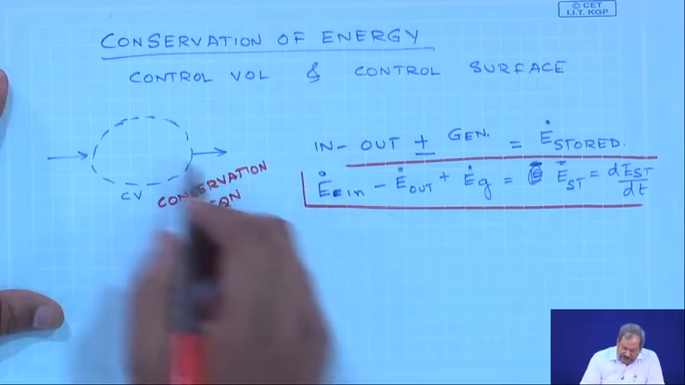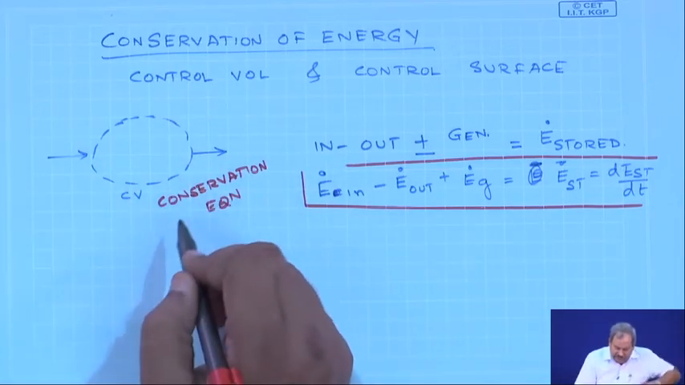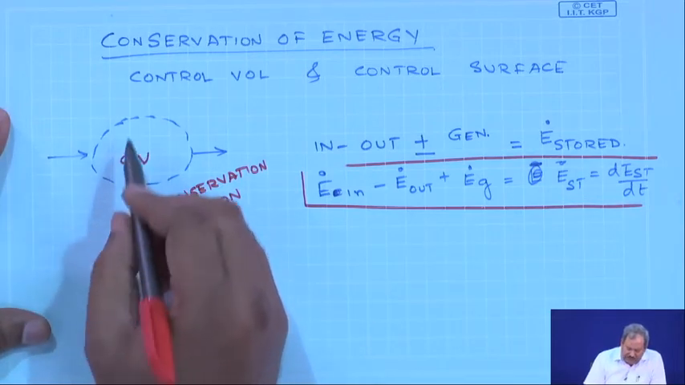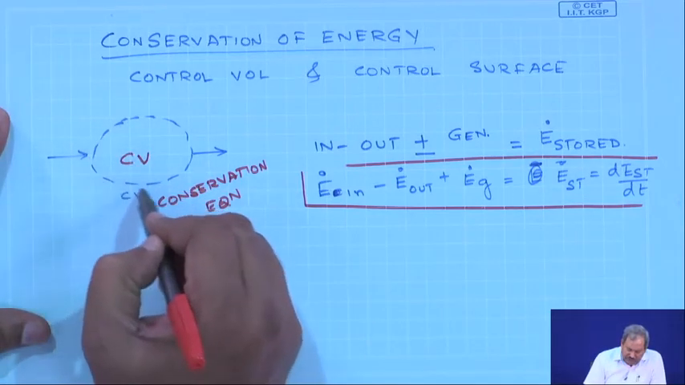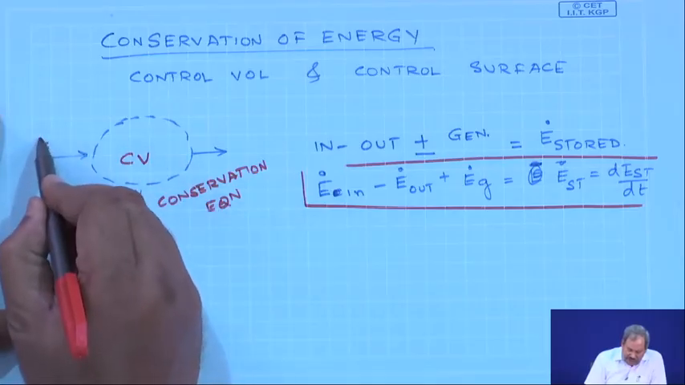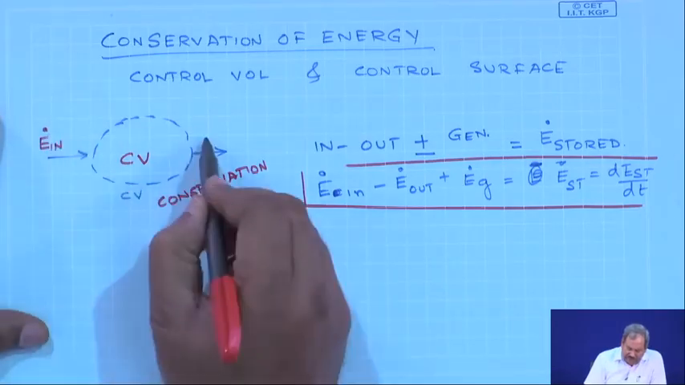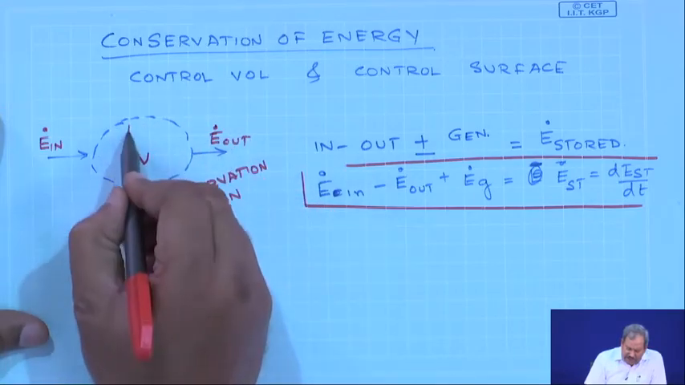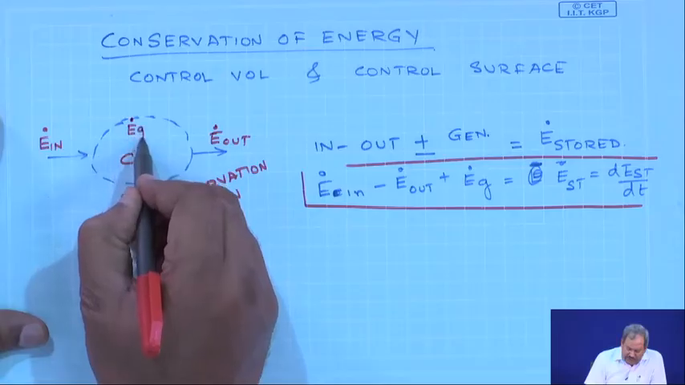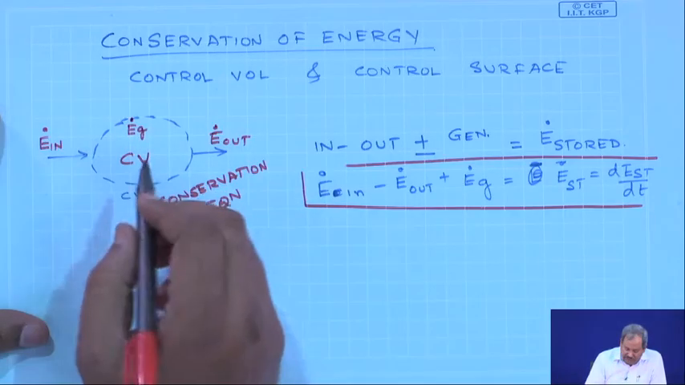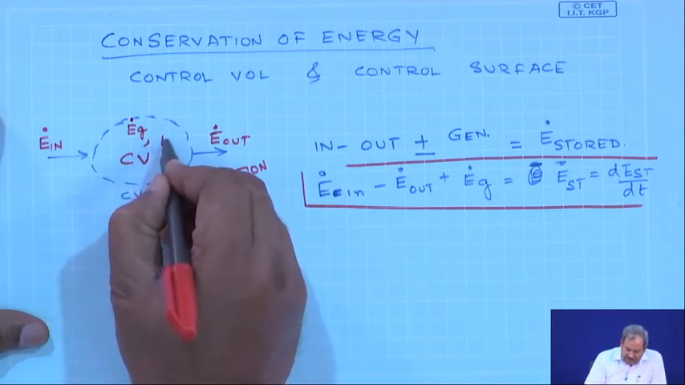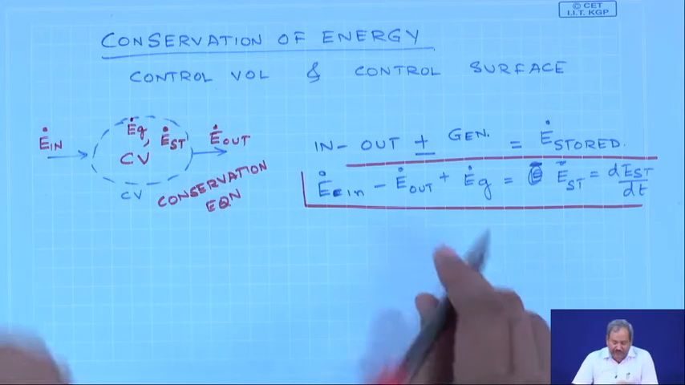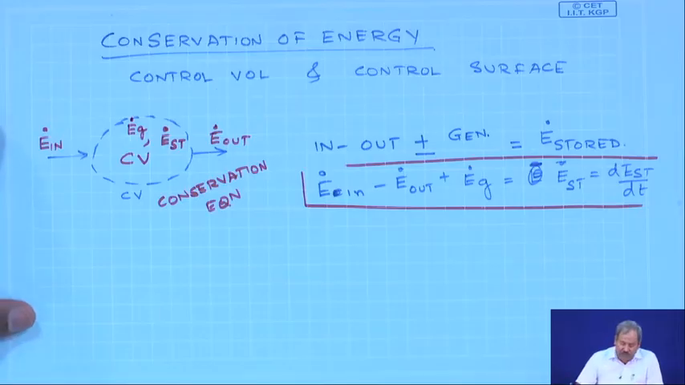And the enclosed space with a fixed mass is known as the control volume. So, this is a control volume, and you have some amount of energy which is coming in. This is the time rate of energy which is going out, and there may be some amount of energy which is generated in here, as a result of which the rate of energy stored inside the control volume will also be different.